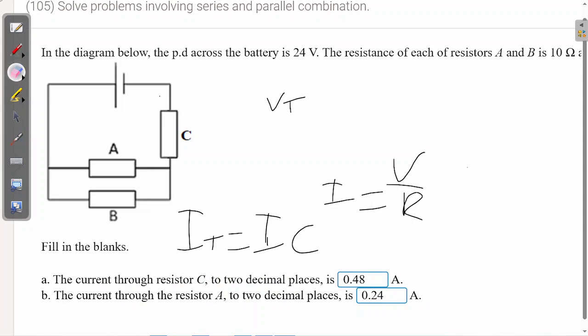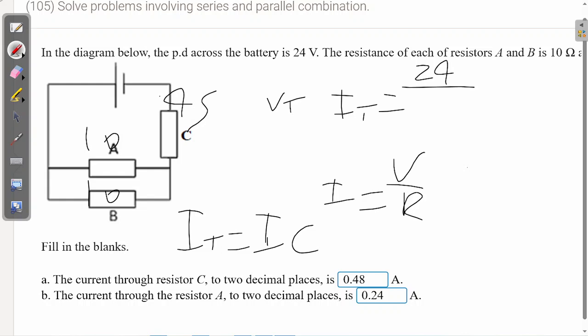So let's find the total current. Total current will be equal to the total voltage, which is 24, over the total resistance. Now the total resistance, we need to find it. We know this is 10, this is 10, and this is 45. When you have a structure like this, you always start with the parallel first. So let's find the resultant of A and B first. It will be 1/total = 1/10 + 1/10. You'll get 1/5.